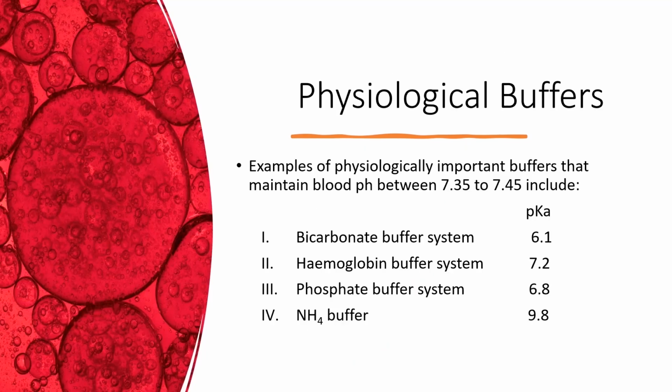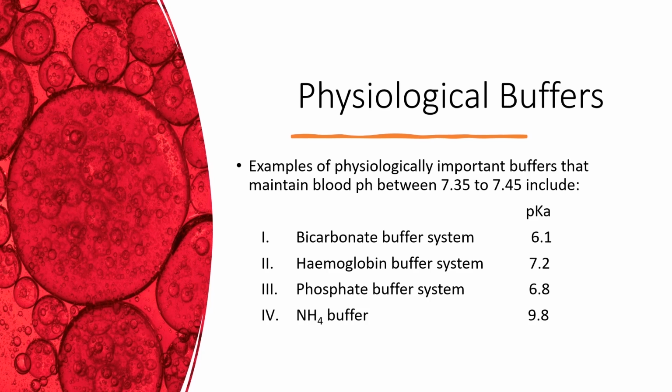Now, talking about the different types of physiological buffers that we have in the body. Physiological buffers are important buffers in the body because whether the patient is sick or not, they function at all times to ensure that the pH of the body is kept within the normal range of 7.35 to 7.45. Here I have a list of 4 important physiological buffers and their pKa.